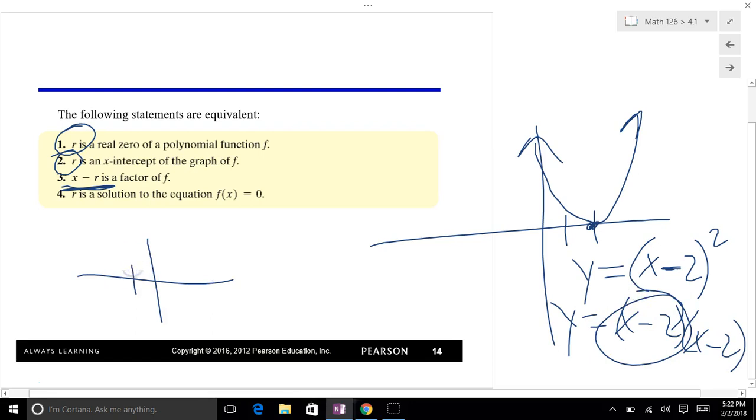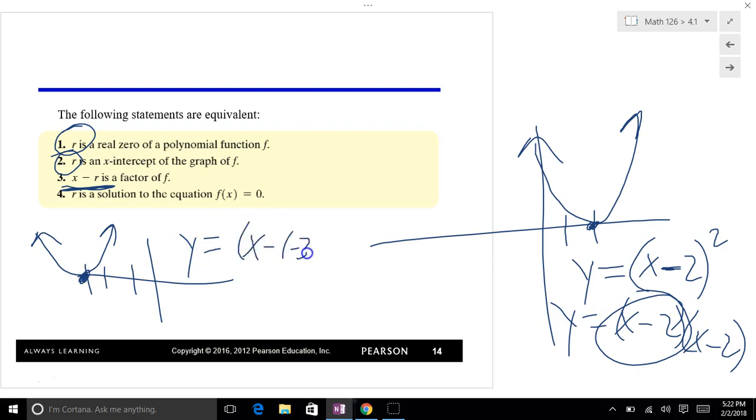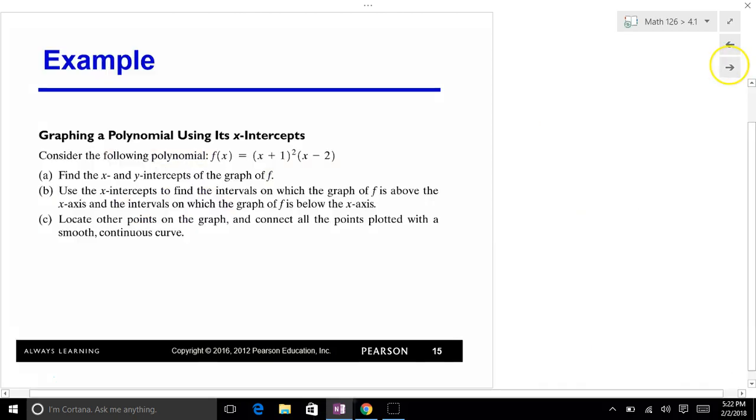Here's another one. Let's say I'll take negative 3. Well, if negative 3 is a zero, then x minus negative 3 is a factor. And there's actually 2 of these. This is (x plus 3) squared. Right, x plus 3 would be a factor of this thing. So whatever the r is, x minus that number is a factor. And of course it's a solution. So zeros, x-intercepts, solutions, all related there, all interchangeable.